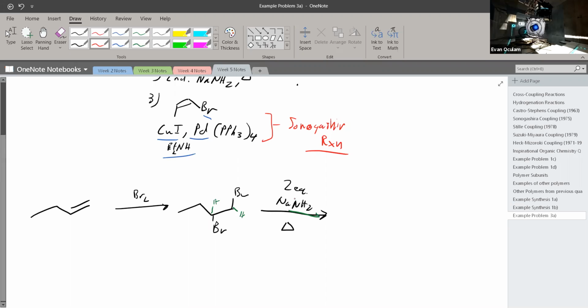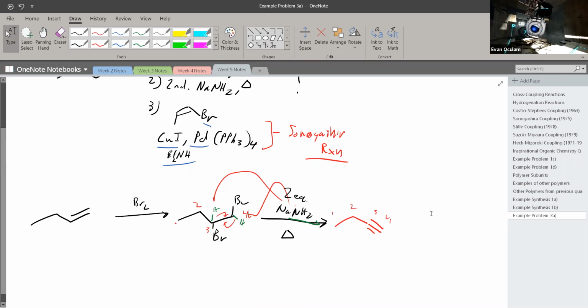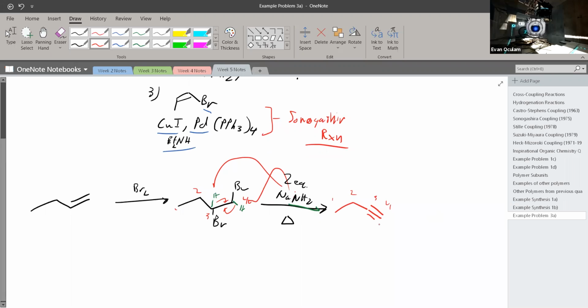So if we do this, since we're adding a base, we can do a double elimination onto here, making this alkyne. Again, this will be 1, 2, 3, 4. So that's what this basis step right here does. These 2 equivalents. Okay, we made that alkyne, so that's pretty interesting. But then the last step, we add all of these reagents right here. I'm not going to write it out just for the sake of it. Well, if you remember, this is Sonogashira.